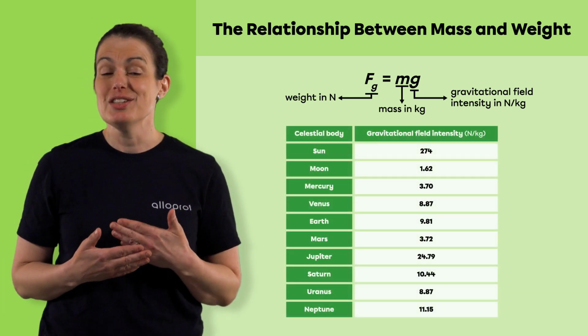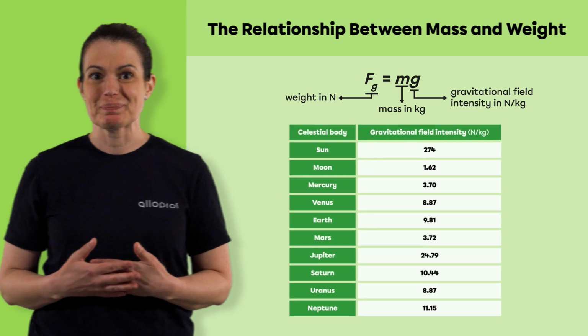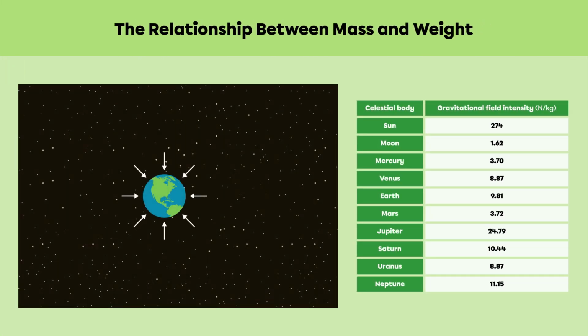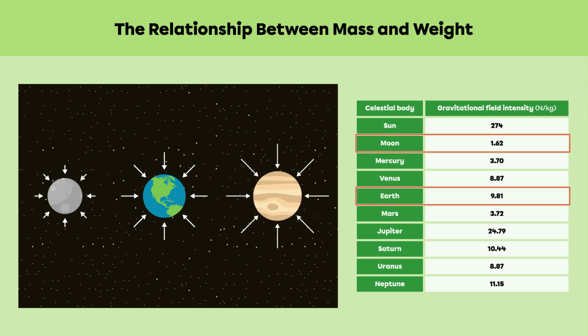The value of g is unique to each celestial body. For example, the Earth's gravitational field intensity is 9.80665 newtons per kilogram, which is usually rounded to 9.81 newtons per kilogram. The Moon, which is much smaller than the Earth, has a g value of 1.62 newtons per kilogram. In our solar system, Jupiter is the planet with the highest g value of 24.79 newtons per kilogram. This is logical since it's the most massive planet in our solar system.